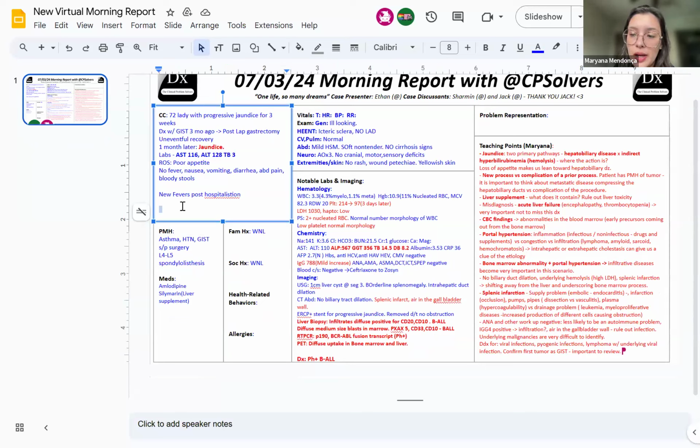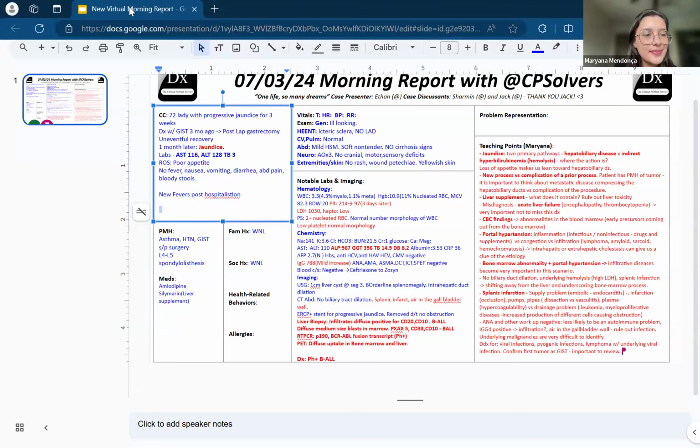Moving on, we had ANA and other workup negative, so we would be less likely to have an autoimmune problem, IgG positive, IgG4 positive. So we started to think about infiltration. But at the end of the case, we were still considering infections, especially because the gallbladder wall had signs of air. So we still had to think about infections, and it would be very important to rule them out. And our final diagnosis ended up being an infiltrative disease.